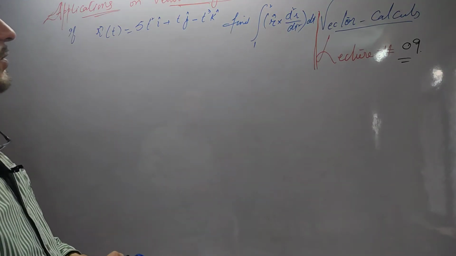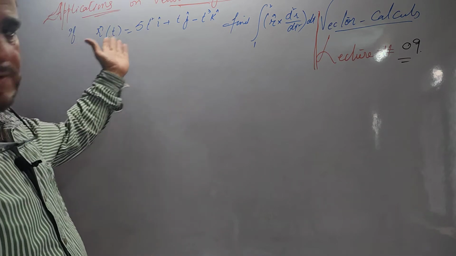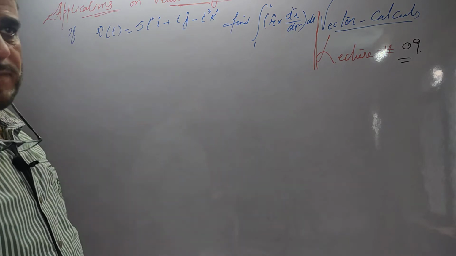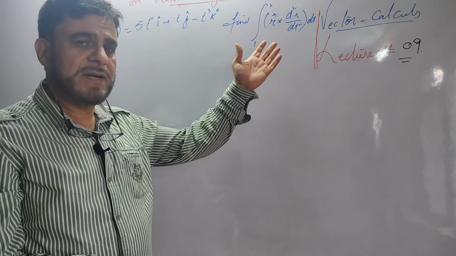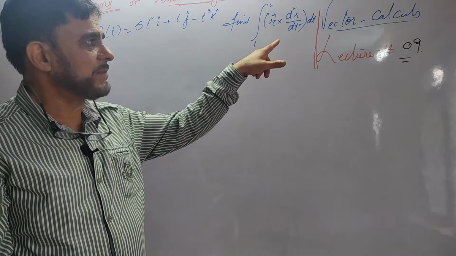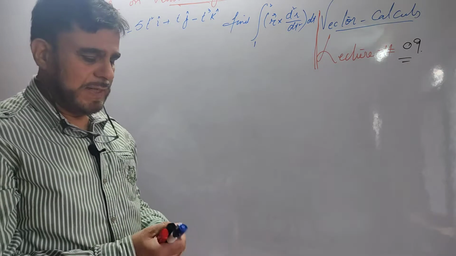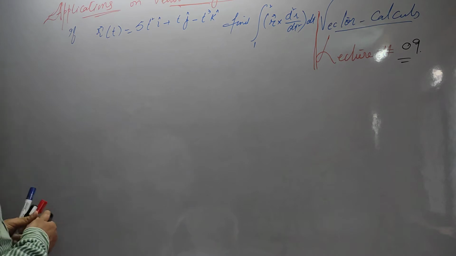Sometimes we have to find r cross d2r by dt square dt, when r of t is given by this. Sometimes r dot dr by dt, and so on. In this question we are finding the cross product with respect to t. It is a definite integral from 1 to 2. Let me see how we solve such a question.